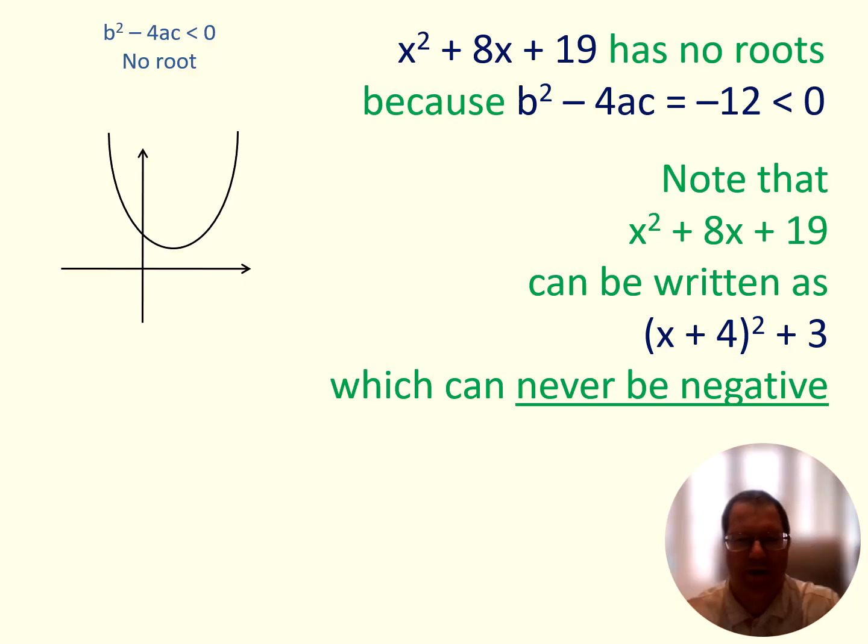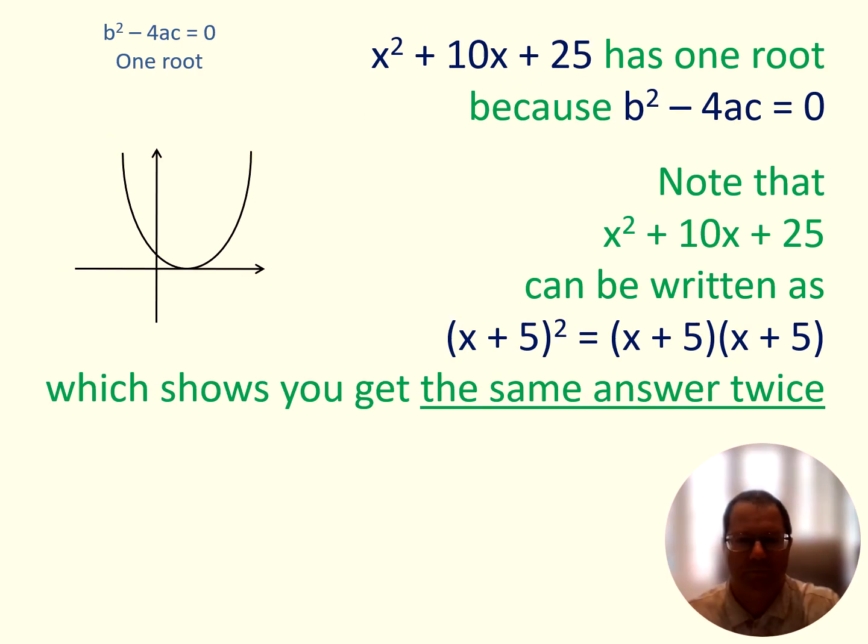Take a quick look at 3 examples. So y equals x squared plus 8x plus 19 has no roots because b squared minus 4ac is negative 12, which is of course less than 0. And note that we could write that by completing the square as x plus 4 squared plus 3, which we know has a minimum value of 3 and therefore can never be negative and hence does not have any roots.